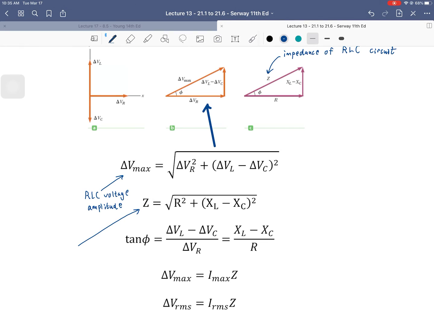All right, so there's impedance. And then impedance is going to be using the Pythagorean theorem again, but in this case with the resistance and reactance. Okay, so there it is right there.